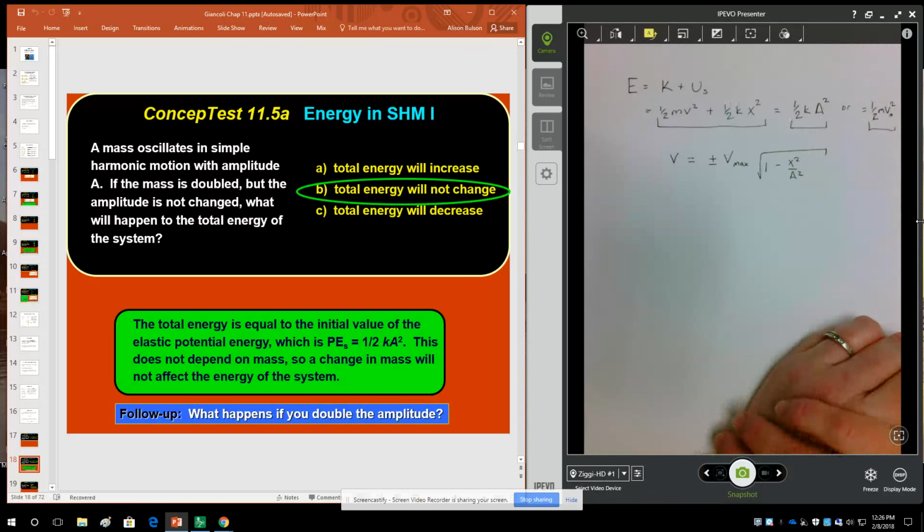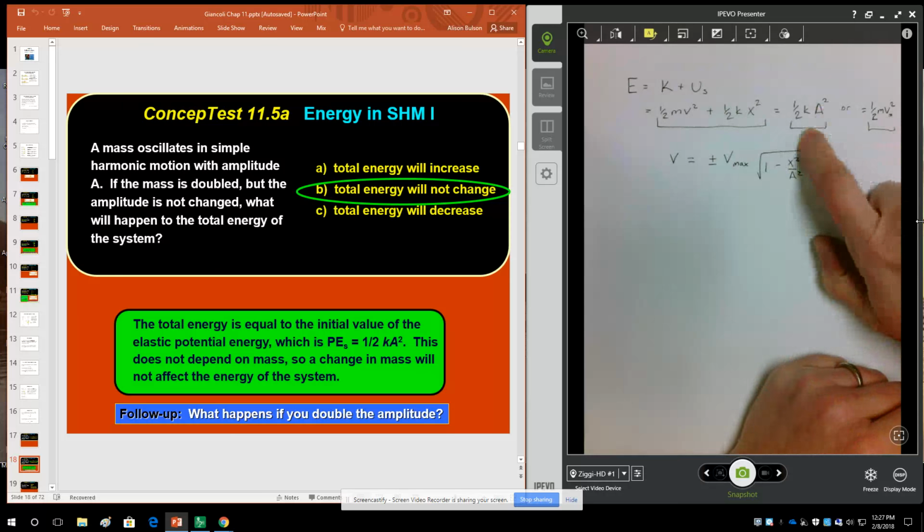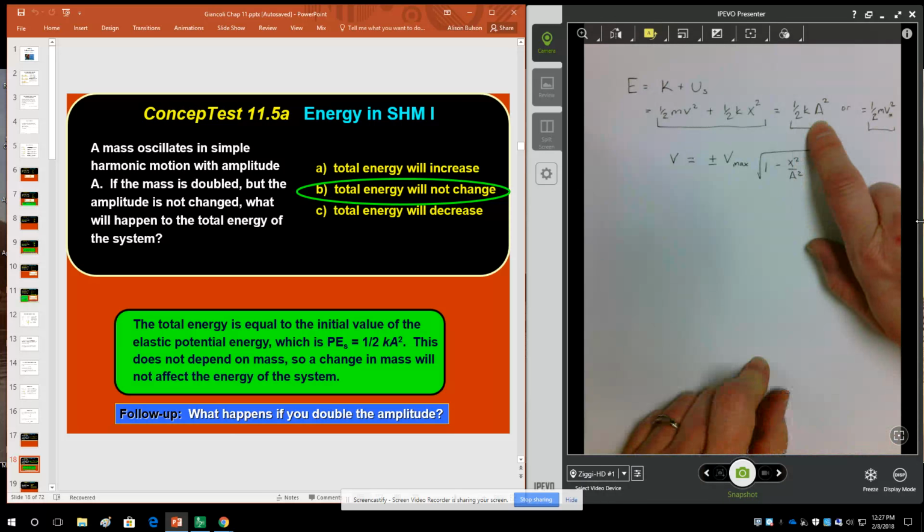The answer is that energy does not change. If we double the mass, that necessarily means that the maximum velocity will be different. However, doubling the mass doesn't change the fact that total energy also has to be equal to half times spring constant times amplitude squared.